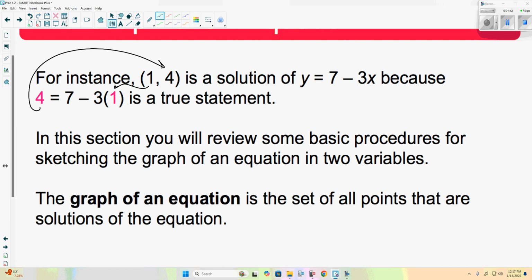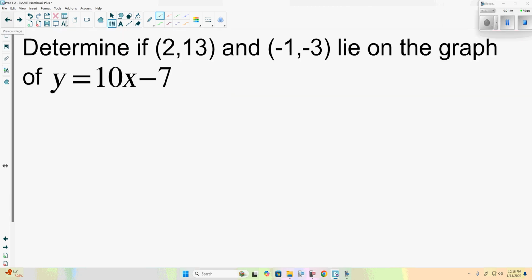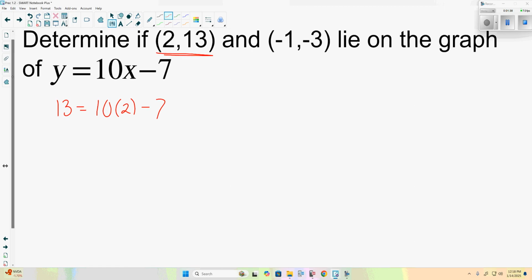And the graph of an equation is the set of all points that are solutions to the equation, all points on a line. So if we want to determine if 2, 13 and -1, -3 lie on the graph, are solutions to this, well, all we have to do is take 2, 13. We're going to plug 13 in for y, 2 in for x, and see if we do indeed get a true statement. Well, 13 is already by itself. We don't have to do anything for the 13.